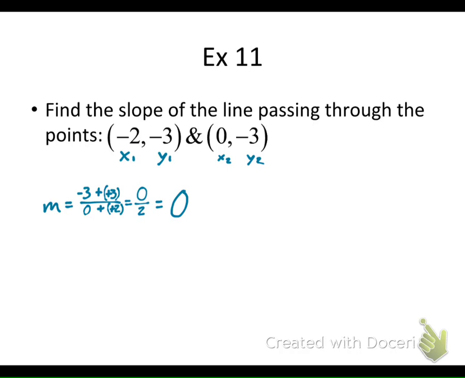But my line doesn't just stop there. It constantly moves over. So what's my run going to be? From this point to this point, I move 1. From this point to this point, I move 1. So what's my run going to be? 1. So how am I going to write my answer for a 0 line? My rise is 0, my run is 1.